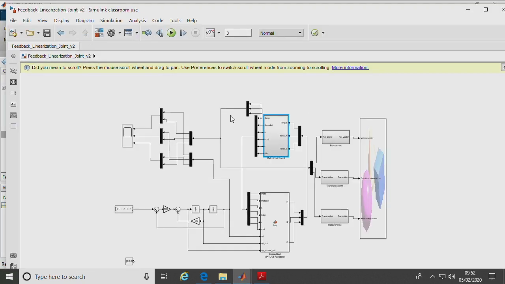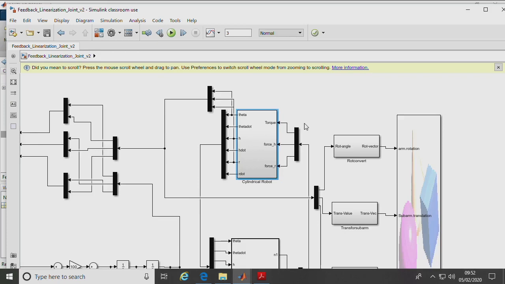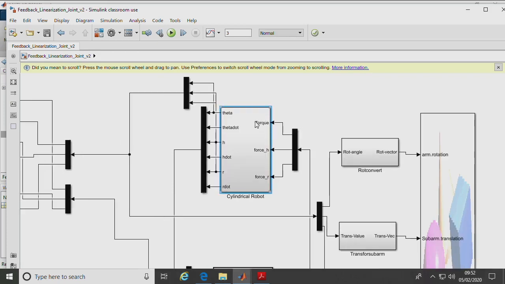So what happens then? We have here the robotic system, and there we have a torque and two forces, forces leading us out and leading us up, and we can measure the rotational degrees of freedom, here theta dot. We can measure h, which is the degree of freedom going up, and here's r and r dot, which is effectively the movement outwards.